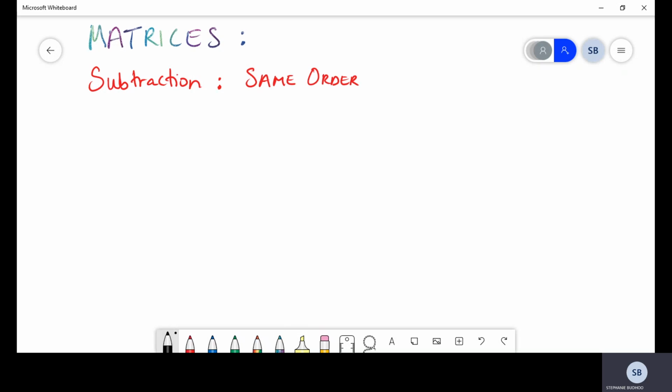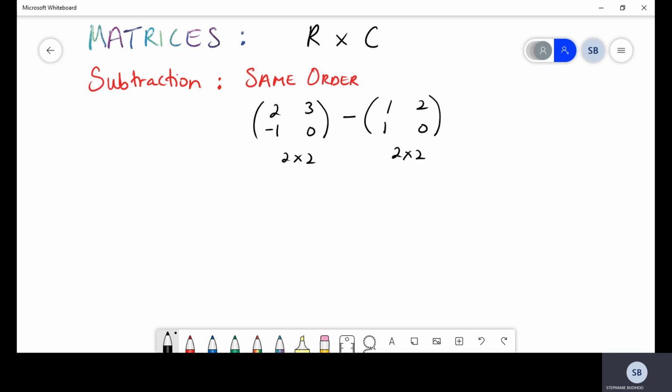If you had the matrix 2, 3, -1, and 0, and you wanted to subtract 1, 2, 1, 0. First of all, you got to check the order. Remember, the order of a matrix is given rows by columns. So the first matrix, you can tell has 2 rows, 2 columns. So this is a 2 by 2. Second one, it's also a 2 by 2 matrix. Because they both have the same order, we can definitely perform subtraction.